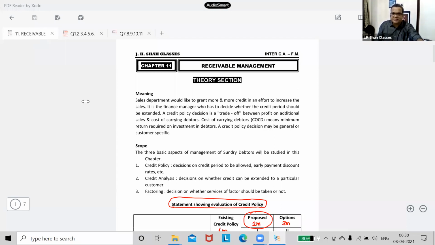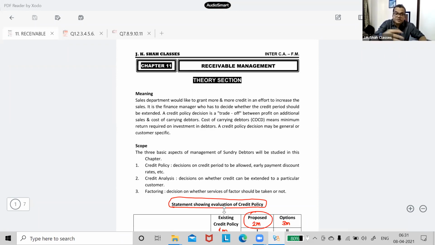Just some time back, we have done theory of receivable management. I expect that you remember that. What is receivable management? It is all about managing the debtors, which arise because of credit sales. This is what we discussed yesterday. What is the aim of the topic? The aim of the topic is to find out that credit period where the net benefit is maximum.